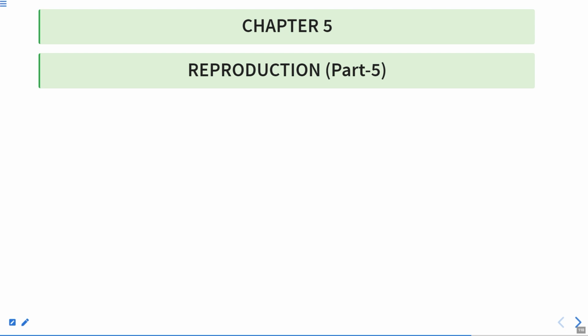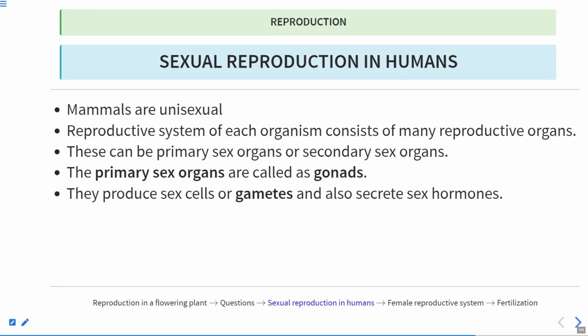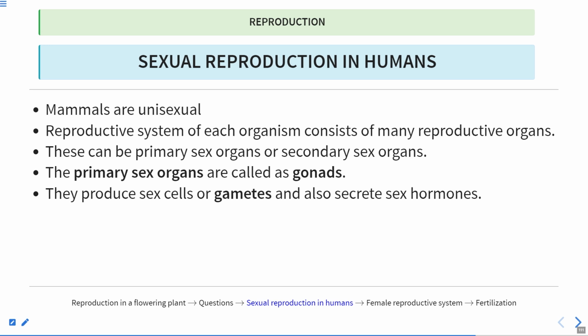In the previous lecture we discussed reproduction. I gave you a brief introduction about reproduction, and then we studied the types of reproduction. Then we studied reproduction in flowering plants, where we studied the different whorls of the flower. We also solved some questions related to these topics, and in this session we'll be studying reproduction in humans, and how sexual reproduction occurs in humans.